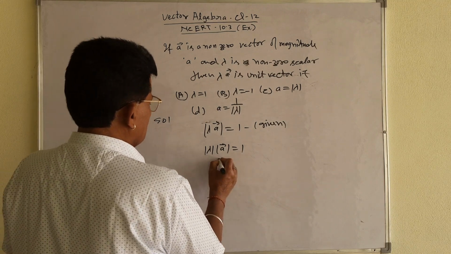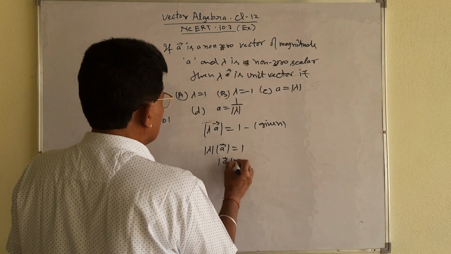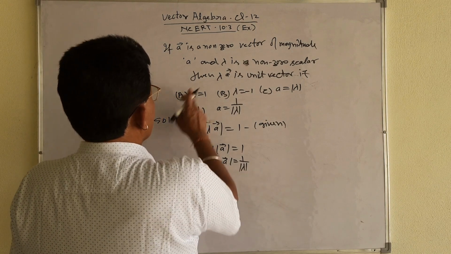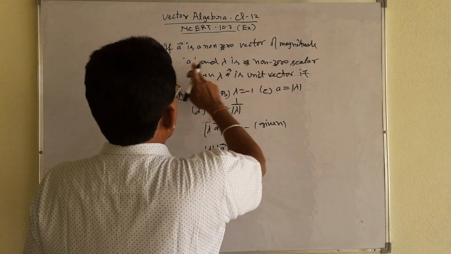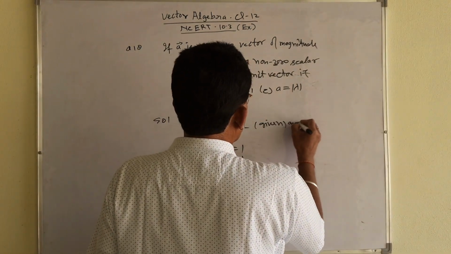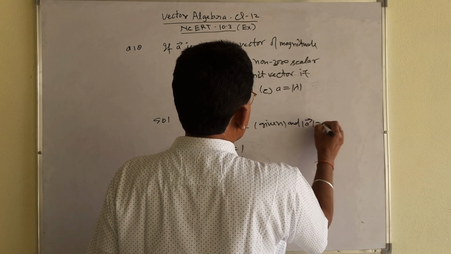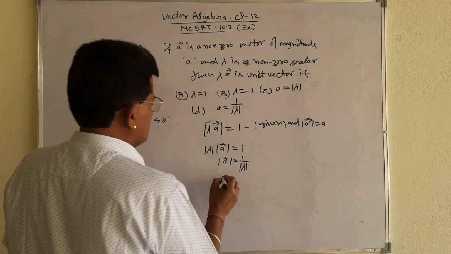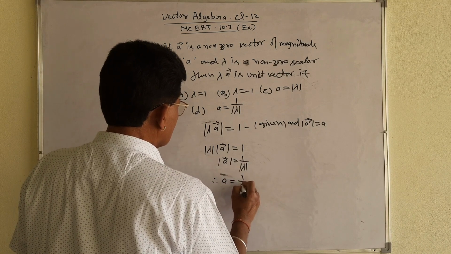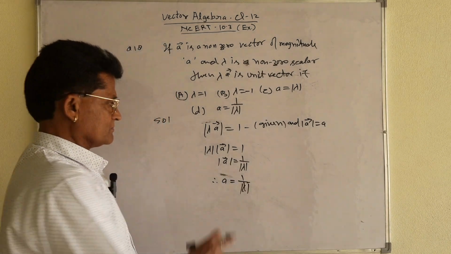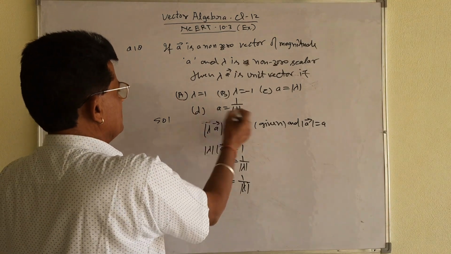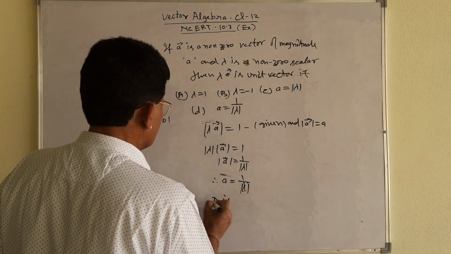What does it mean? Magnitude of A will be equal to 1 upon magnitude of lambda. A is a non-zero vector, and the magnitude of A vector, that is A, is also given. That is why I am writing A equals 1 upon magnitude of lambda. You see, what result is correct? It is an important thing I told you. D result is correct. D option is correct.